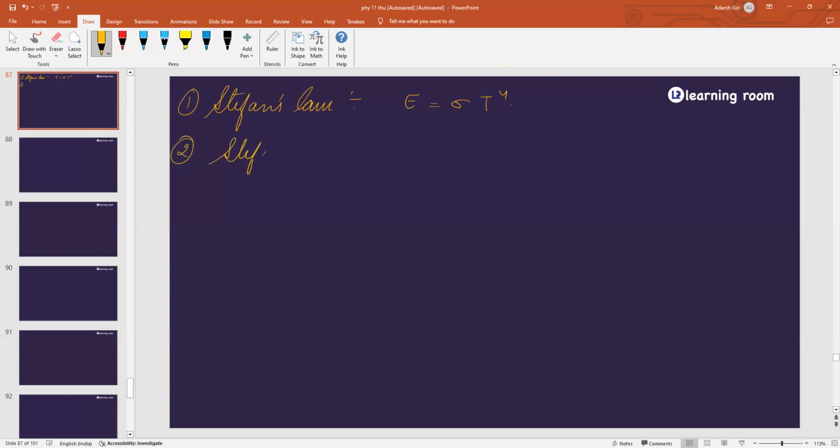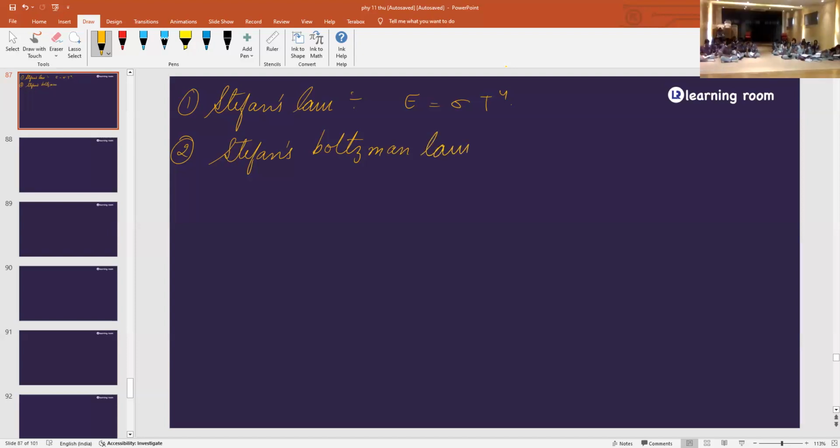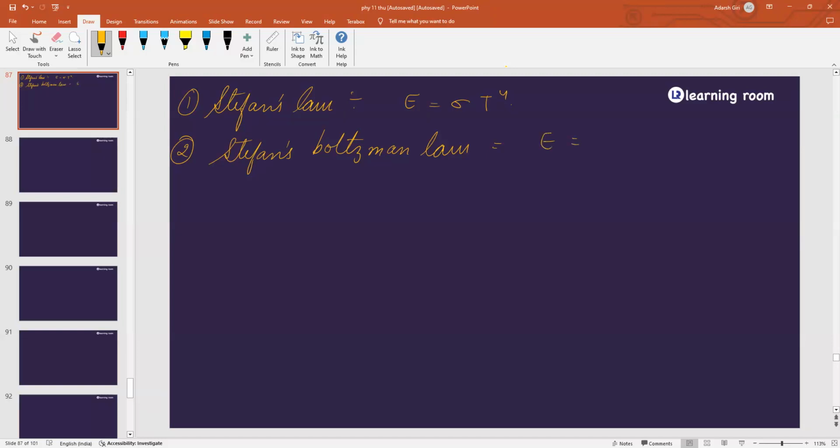Next is the Stefan-Boltzmann law. If you don't know, tell me, I'll explain it. So if a black body is there at a temperature T... Explain, sir. You have not studied it.